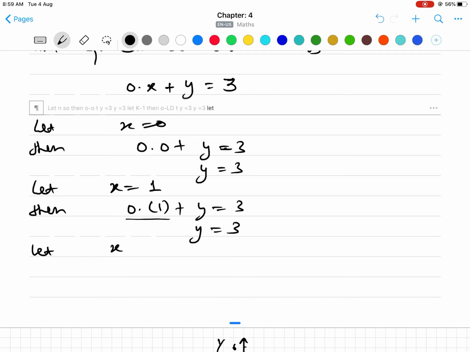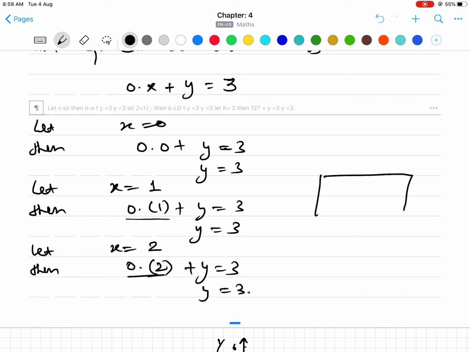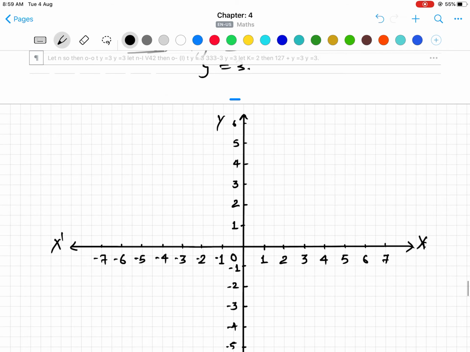Then let x equals to 2. In that case, the coefficient of x is 0. At the place of x we write 2 plus y equals to 3, resulting in y equals to 3 again, because 0 into 2 will result in 0. So the solutions of the equation are, we have x here and y here. At x equal to 0, y is 3. At x equals to 1, y is again 3. And at x equals to 2, y is again 3. So now we have to represent these points on the Cartesian plane.